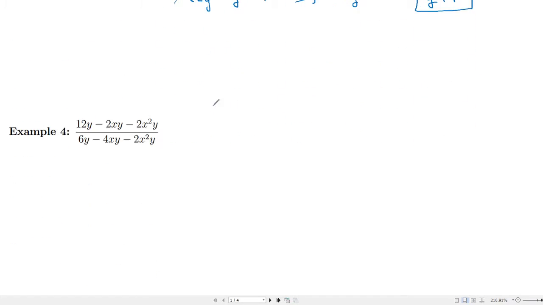Moving on to our next example, we have 12y minus 2xy minus 2x squared y. So what can we factor out here? Well, we can definitely factor out a 2. So we have a 6y minus xy minus x squared y. And the denominator, can we factor out anything here? Well, we can factor out a 2 as well. And we would be left with 3y minus 2xy minus x squared y. And then we can reduce and factor what we have left over.